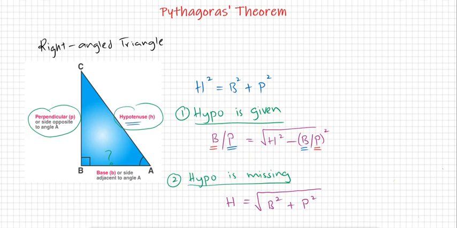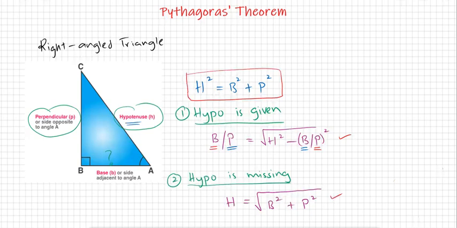So when the hypotenuse is not given and the base and perpendicular are given, you will add the squares of the given two sides, as you can see in the formula over here. I hope that in this way you will find it easier to find the missing side. These two formulas that you see over here have been derived from the basic formula of Pythagoras theorem, which is h square equals b square plus p square.